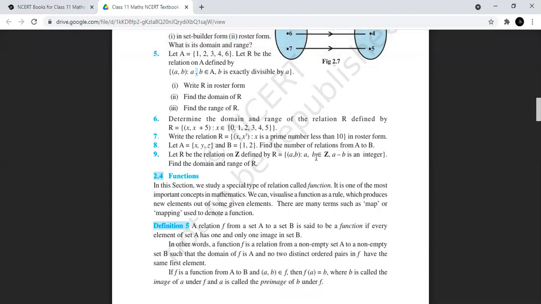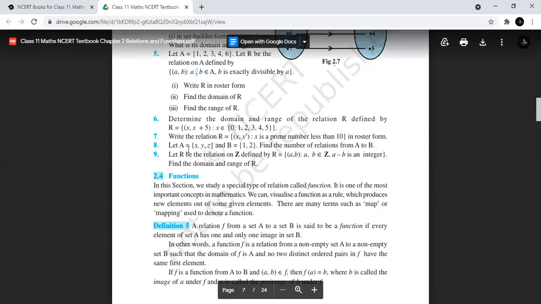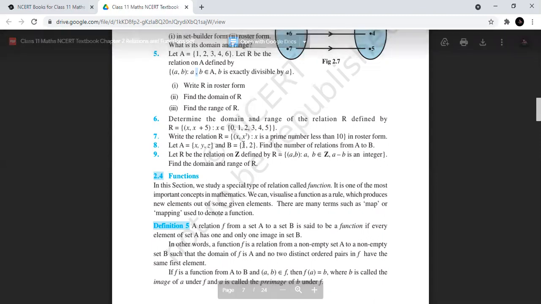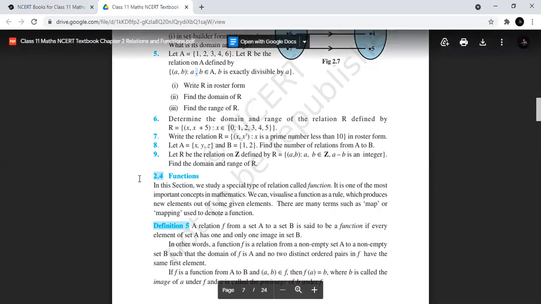And the number of relations equals the number of subsets, since what have we said? Relations are subsets of A cross B. So as many subsets as there are, that many relations there will be. The number of subsets is given by the formula 2 to the power of n. Here n for A cross B is 6, since 3 twos are 6. So the number of relations, which is equal to the number of subsets, would be 2 to the power of 6, that is 64.